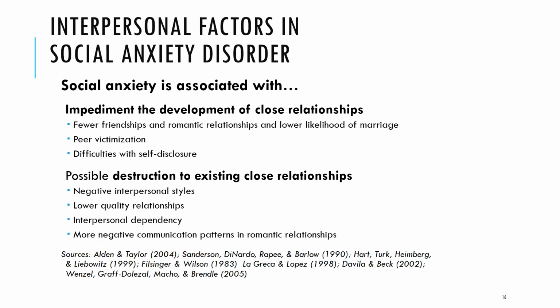Interpersonal dependency on others. What happens a lot of the time with people with social anxiety disorders is that they are constantly seeking reassurance. Did I do a good job? Do you think people like me? And they can become dependent on their friends to give them that reassurance to make sure that the evaluations they're receiving from people are in a positive light. And sometimes that can be annoying to constantly have to reaffirm to somebody that they were great all the time. So sometimes that can also affect their quality of relationships. And then more negative communication patterns in romantic relationships.